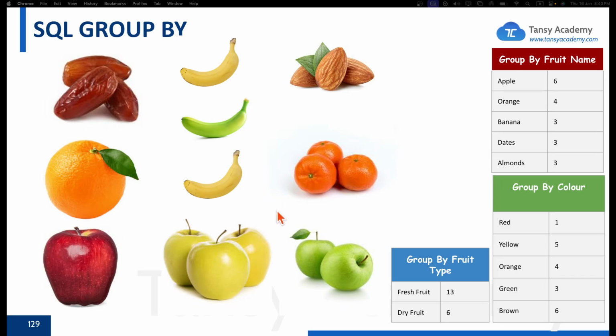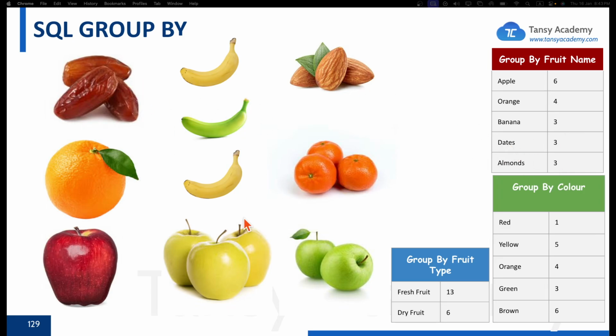Okay, if I ask you a question, how many apples you have, you will be straightforward, you will start counting 1 2 3 4 5 6, right? So that's why I mentioned 6 here. How many oranges I have? 4 oranges. How many bananas? I have 3. I have 3 dates and 3 almonds.